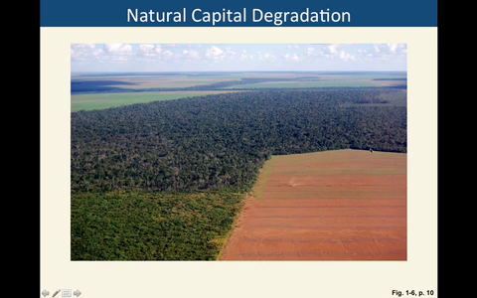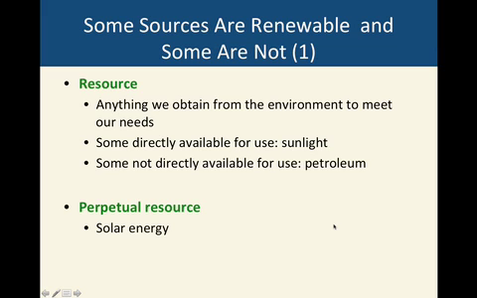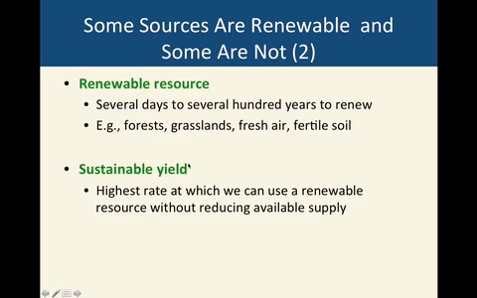We can see some stark boundaries here of probably where countries or states or something like that border, and one country is managing, one country is not. We have resources. Resources are anything that we use in order to meet our needs, and we have a couple different types, or 3 different types. We have perpetual, we have renewable, and we have non-renewable.